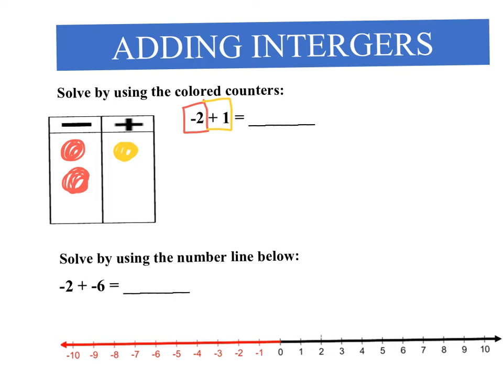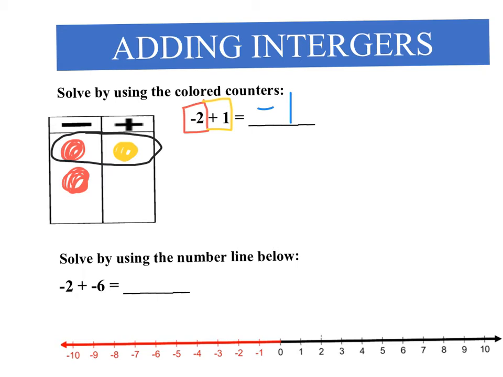Okay, now I'm going to see if I make a 0 pair, remember a 0 pair means 1 positive and 1 negative, so I'm going to see if I have any 0 pairs. And I do. I have 1 0 pair, and I see that I'm left with a -1 as my answer. Okay, so remember that's how we use the chips. We find the 0 pairs.